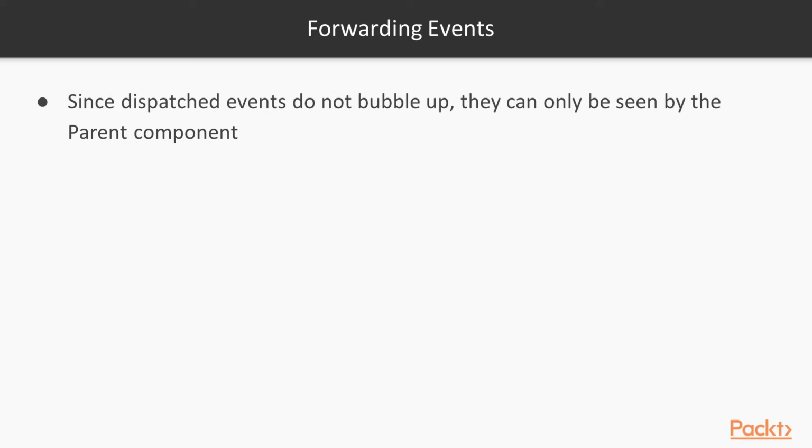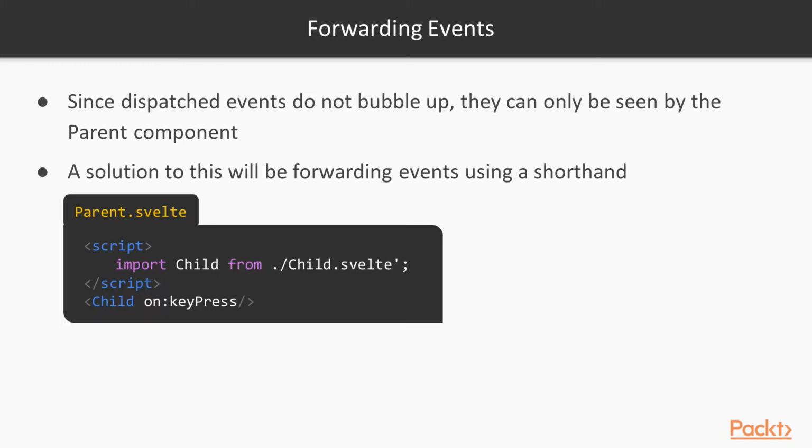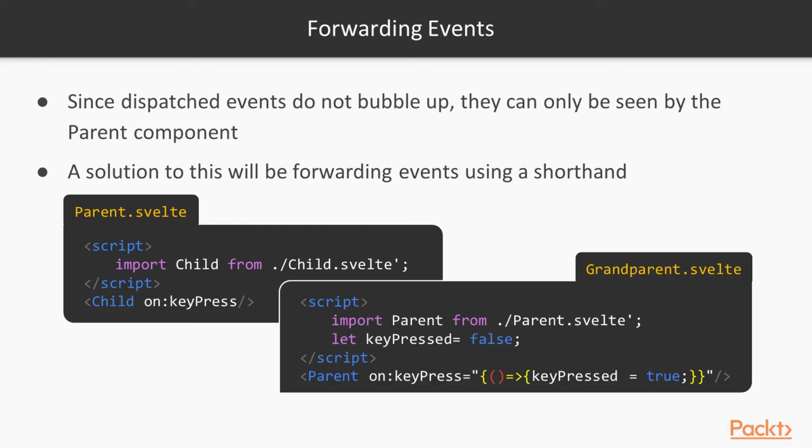Event forwarding refers to the fact of receiving an event from a child component and then forwarding it to one's own parent component. If we continue with the previous example, suppose that now the parent component will not consume the event, but only forward it to its parent, the grandparent component. Well, in this case, the parent component only wants to forward the event. All it has to do to forward it is to use the on: directive followed by the name of the event. Very easy, right? The grandparent component can then consume the event like we saw before.